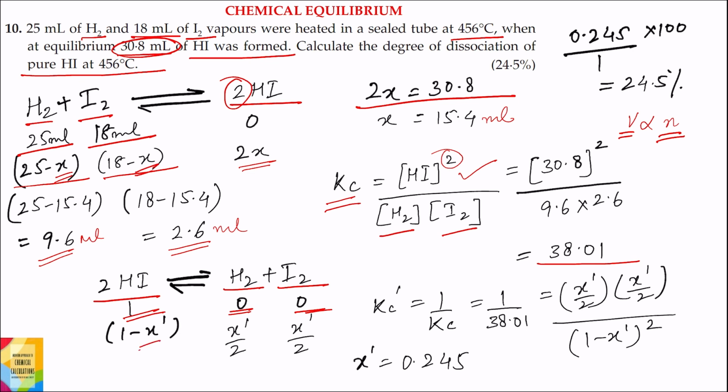Now if x' moles of hydrogen iodide dissociates, then x'/2 moles of hydrogen and x'/2 moles of iodine will be formed, because amount of hydrogen and iodine formed is half of the hydrogen iodide dissociated according to the balanced equation, and the remaining hydrogen iodide is 1 minus x' moles. Now again calculating the value of Kc'.